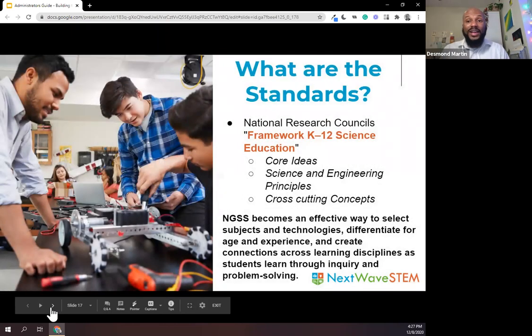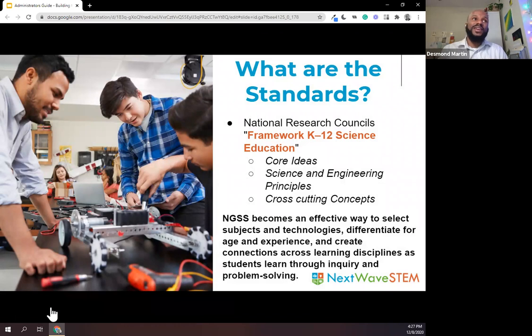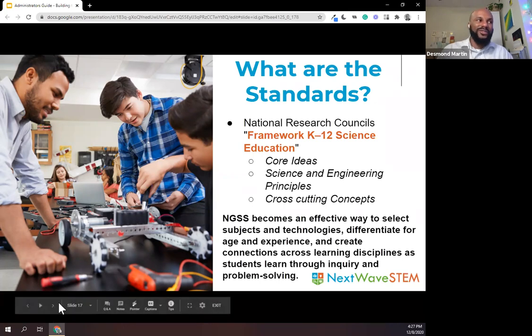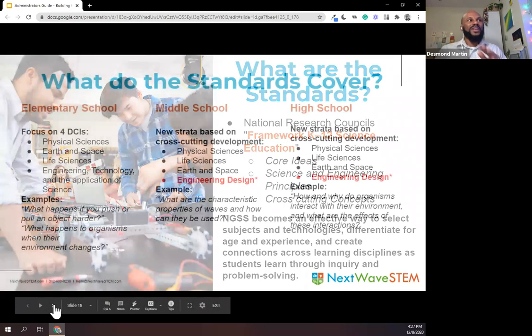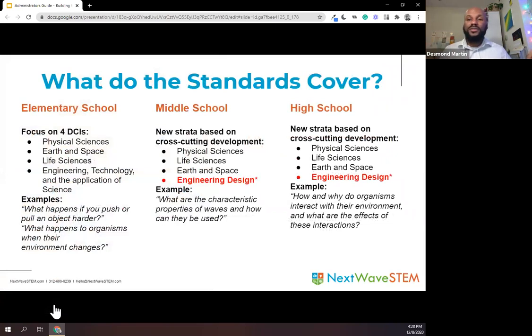So that means that when the National Research Council built these standards, they gave us this idea of core ideas, the engineering principles, and those cross-cutting standards that I mentioned before, especially when we think about the Common Core state standards. What do they cover? What is the important thing that's happening there? What is happening in our core disciplinary areas, those implementations? Physical sciences, earth and space science, life science, engineering, technology, and the application of science.